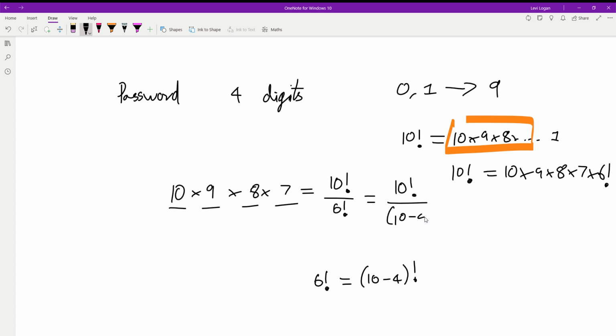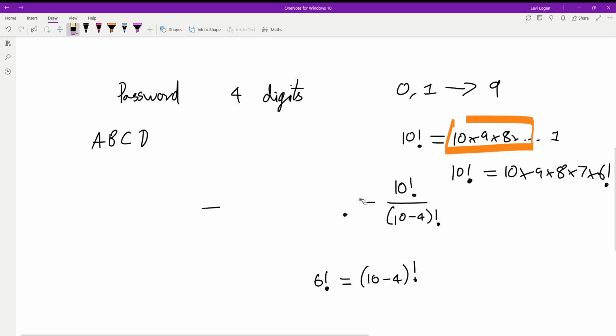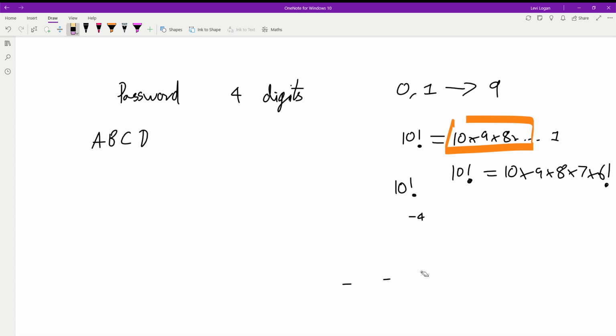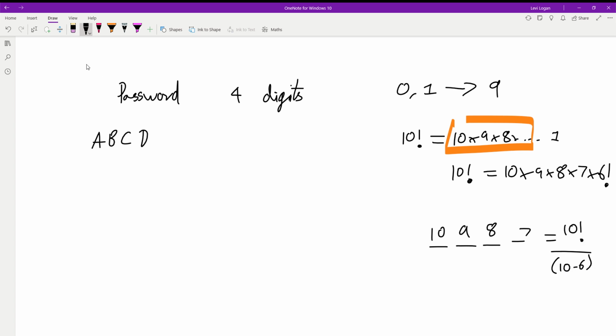So we have 10 minus 4 factorial. Okay. Now, what we're actually going to find are all these things called permutations. So let's consider a password where you've got just A, B, C, and D. How many ways can I arrange this into groups of 3? So let's keep this idea to the side though. So 10, 9, 8, 7, 10 factorial on 10 minus 6, not 6, 4 factorial.